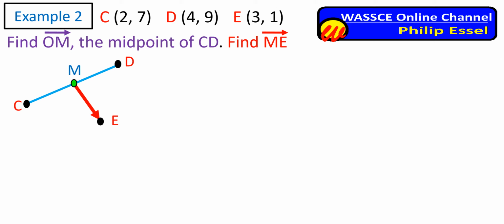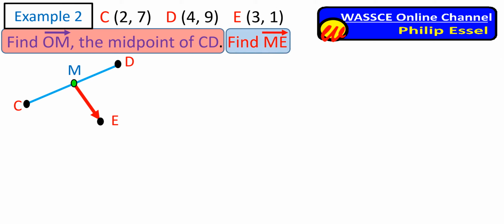A drawing has been given to us which shows where these points can be located. Then we are asked to find the position vector OM, which is the midpoint of the line segment CD. Finally, we are asked to find the vector ME.